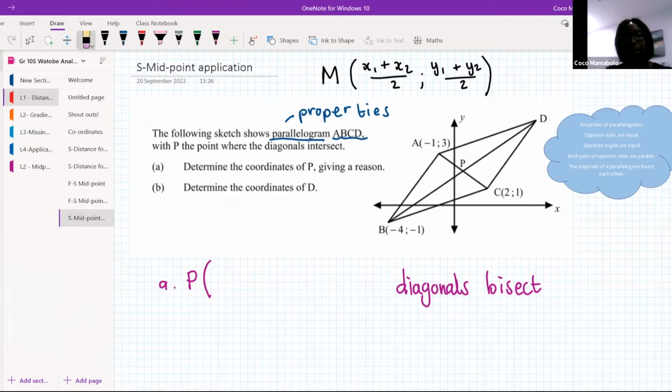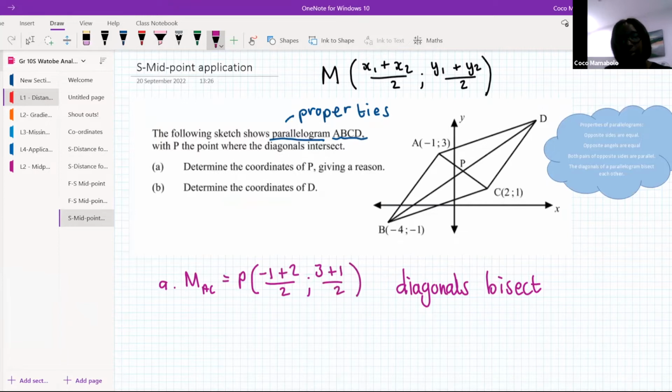So in order to get P, we needed to use the midpoint of AC, which would give us P. Okay, so we've got -1 plus 2 over 2 and 3 plus 1 over 2. Okay, and this is going to give us a half, and 3 plus 1 is 4 divided by 2 is 2. All right, that was easy enough.